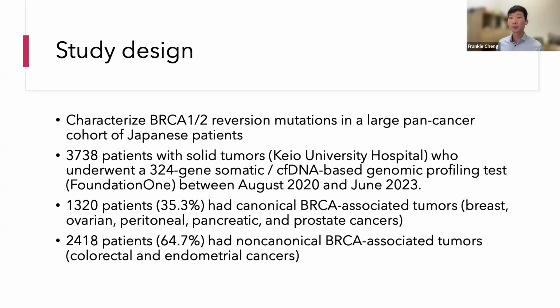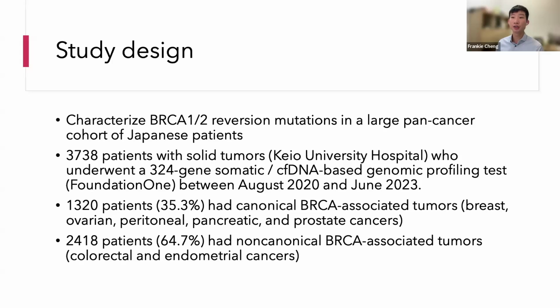So after having said the background regarding BRCA1 and 2 and its therapeutic implication and the concept of reversion mutation, let's talk about the study design in our article. So the objective of the article is to characterize BRCA1 or 2 reversion mutation in a large pan-cancer cohort of Japanese patients.